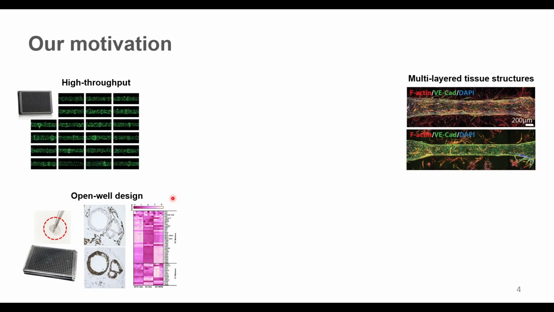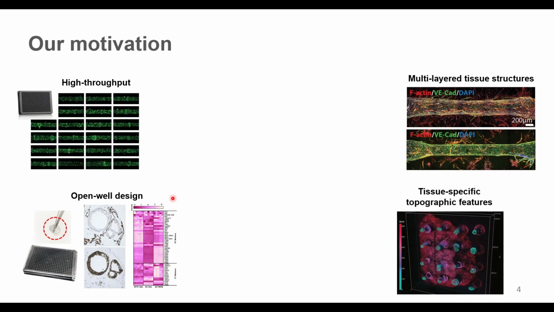And we also want to be able to incorporate these multi-layered tissue structures that include different types of cells, and the cells should be able to freely move within the tissue, within the matrix, without any hindrance from any synthetic materials. And we also want to be able to incorporate tissue-specific topographies into our model so that we can look at these cell-specific niches that are important to different tissue types.